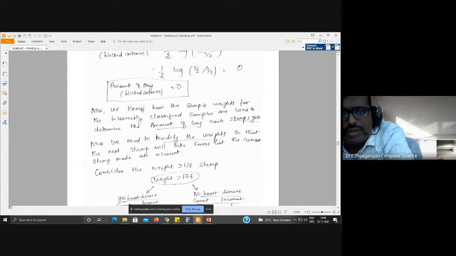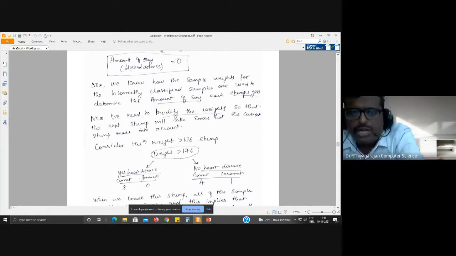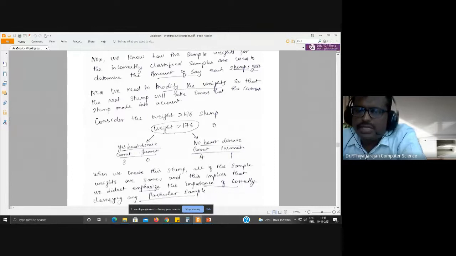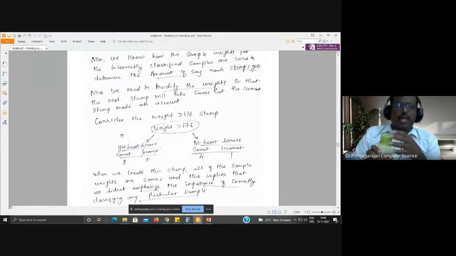So now we know that the sample weights for incorrectly classified samples have to be modified based on the amount of say. We have to modify the weight for the incorrectly classified sample. Already we determined which stump we are going to deal with. How did we finalize this stump? Using what metrics did we finalize the stump we are going to deal with, among the weight, blocked arteries and chest pain? How did we arrive at this weight?